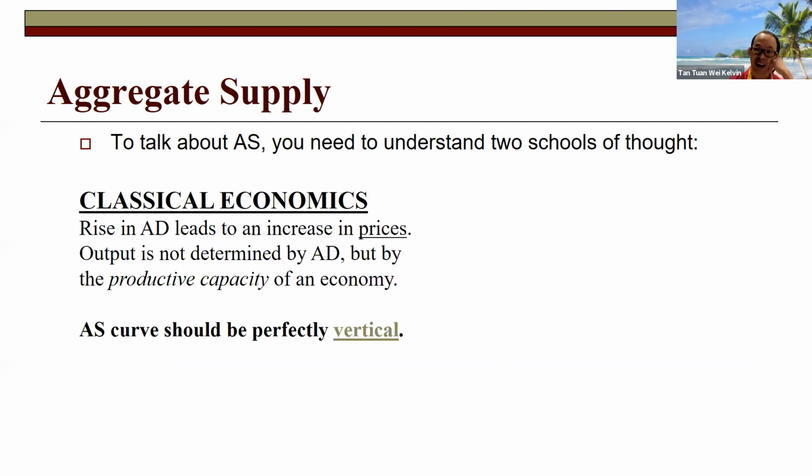However, those who are against John Maynard Keynes, we call them the classical economists, believe that there's no room for government intervention. They believe that any attempt by the government to increase aggregate demand through policies will only lead to an increase in the general price level, but will never lead to an increase in real national income. They basically feel that output is not determined by aggregate demand, but rather by the productive capacity of the economy. So they believe that the AS curve is perfectly vertical.